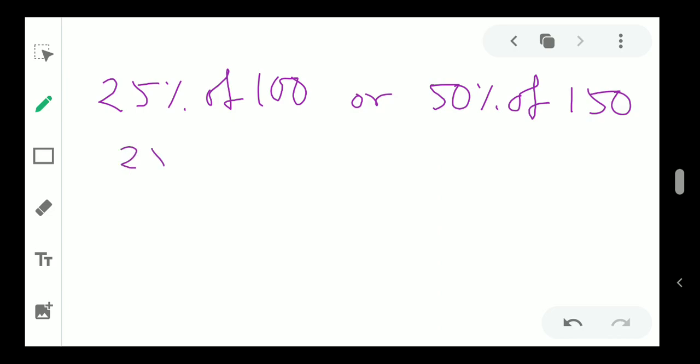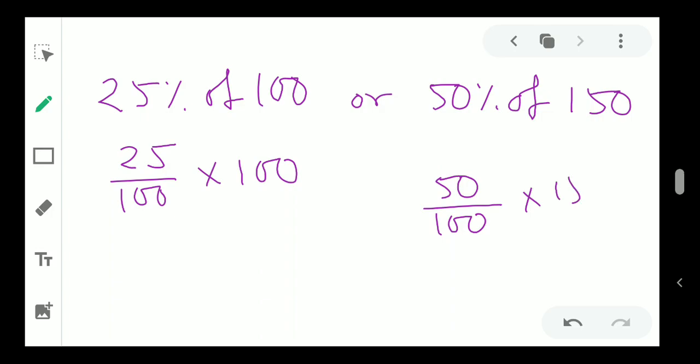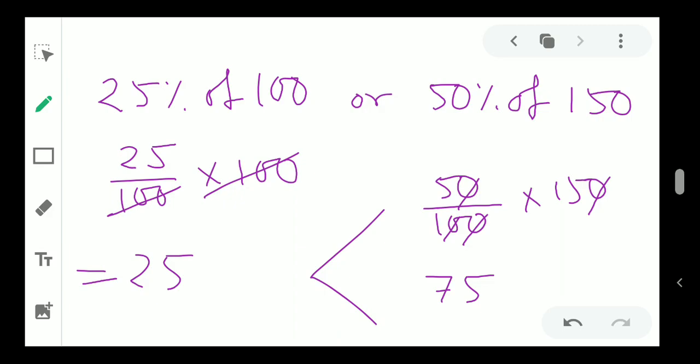So 25% of 100, that means 25 by 100 into 100, and 50% of 150, that is 50 by 100 into 150. So let me find out. So 100 gone, so this is 25, and in this case 10 gone, 10 gone, so 1 is down there, right? So this is 75. So which is greater? This is greater, always. Okay, so this kind of math also can come.